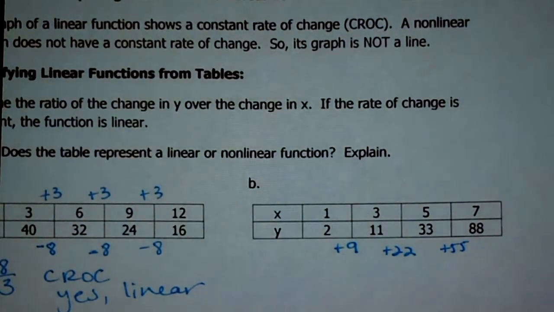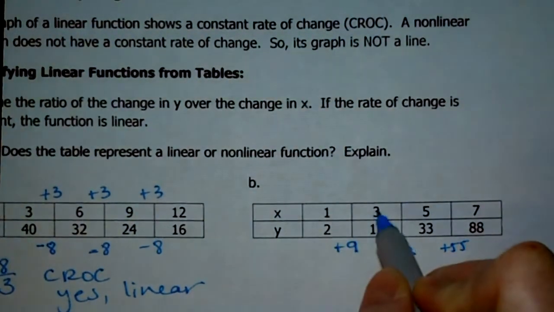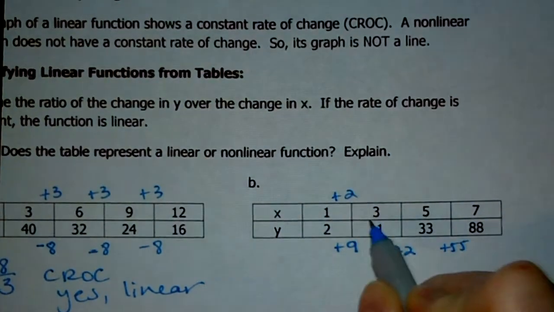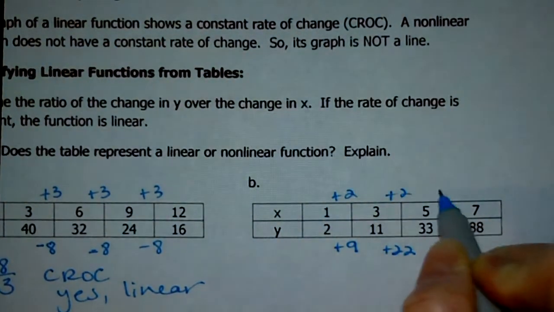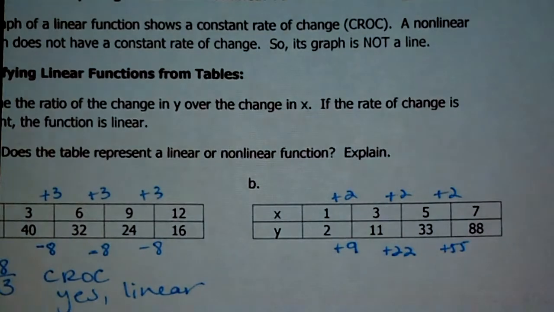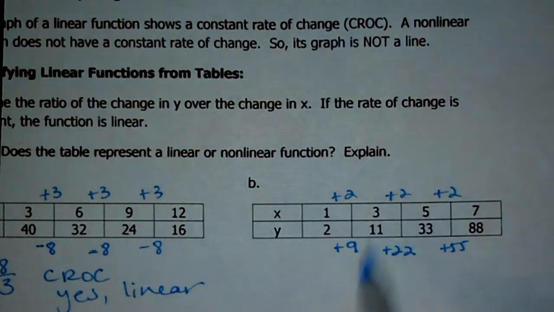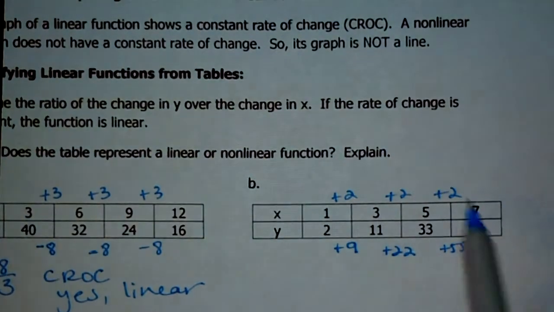Let's check the x just to be sure. 1 to 3, that's a change of up by 2. 3 to 5, up by 2. 5 to 7, up by 2. And I can see that the rate from here to here is 9/2. The rate from here to here is 22 over 2 and 55 over 2.